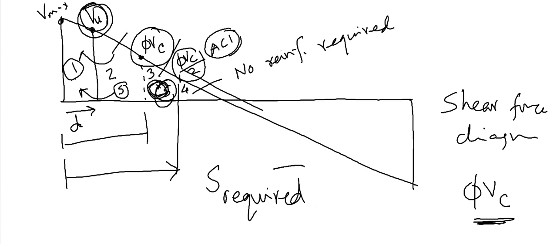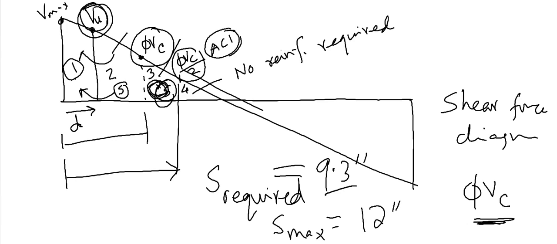Say your required spacing is, say, 9.3 inch, and your maximum allowable, how you will find, I will show you. Say maximum allowable is 12 inch. Now what will you provide here? Will you provide 9.3? 9.3 is okay, but I will provide say 9 inch. I will say 9 inch to choose a round number so that when my laborers place it, it will be easier for them.